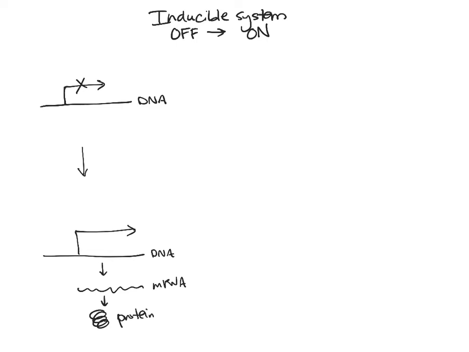The first type of inducible system we're going to talk about is a positive inducible system. And in this case, we're going to have a transcription factor that's an activator. So I'm going to draw a little activator protein here. It's got a plus because it's positive. And a positive transcription factor is going to be binding to the DNA when transcription is occurring.